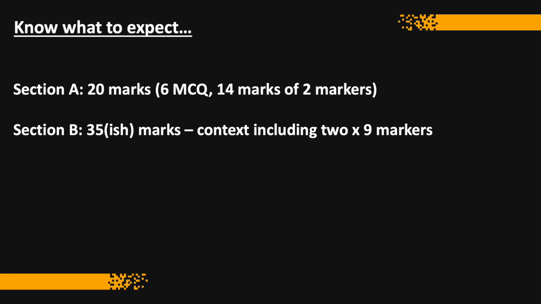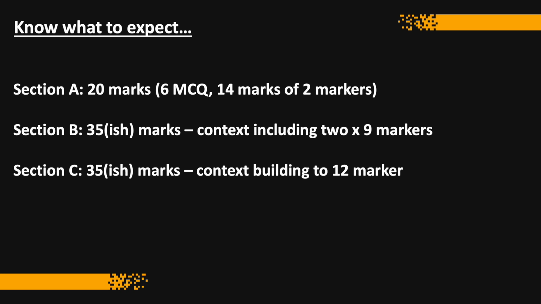At the end of Section A, Section B will be 35-ish marks, could be a bit more, could be a bit less. It will have a context. There is no context in Section A, and that context will likely include 2 9 markers.